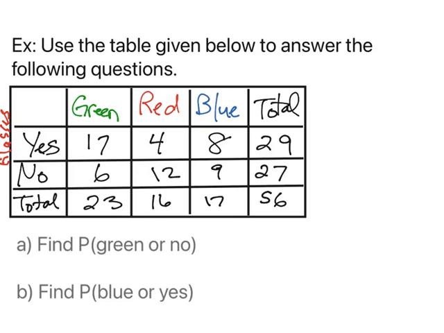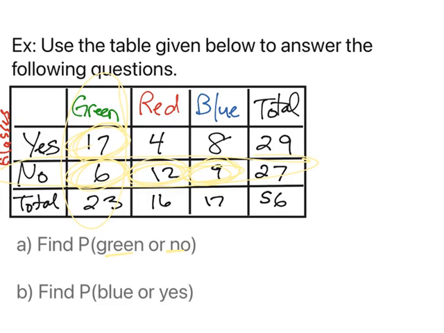Okay, so, ooh, wrong button. I can't talk and highlight at the same time. All right, let me change colors. So, green is here, no is here. Now it says green or no, so this is a green, this is a green, this is a no, this is a no. I don't really care about the totals, I just want the greens and the no's.